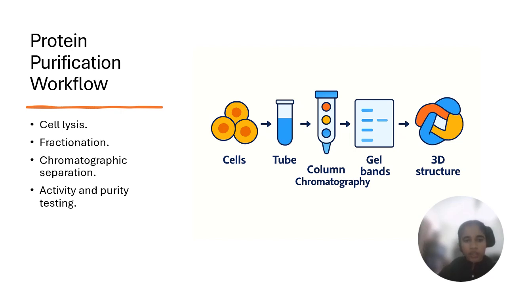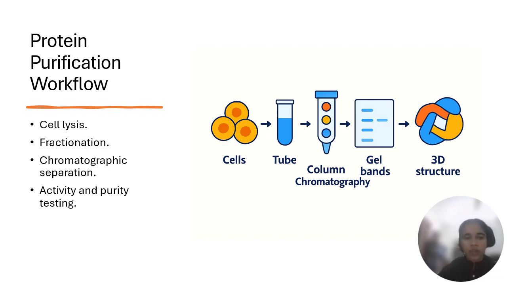Next comes fractionation. Here you use techniques like centrifugation and you separate the heavier debris from soluble proteins. This clarifies the sample and removes unwanted material. After that, you perform chromatographic separation. Here proteins are separated based on properties like size, charge or affinity. This step gradually enriches the protein that we want while you remove the others.